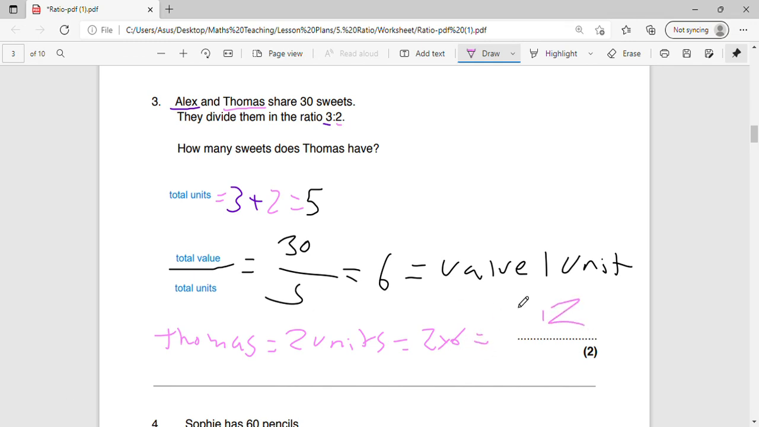Okay, and that's all we have to find out. We just have to find out how many sweets does Thomas have. His number is the portion of 2 out of 3 over 2. So this 1 unit equals 6. So his 2 units is going to equal 12.